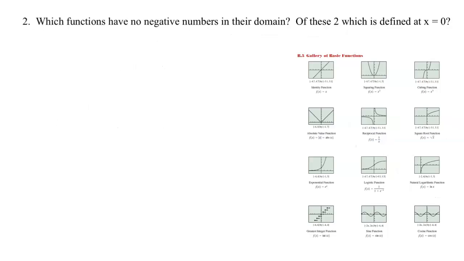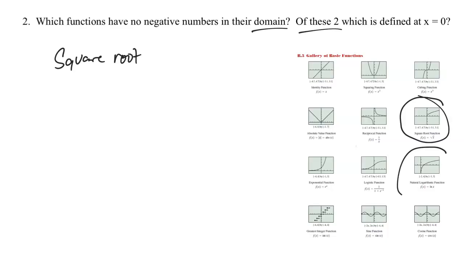Okay, question 2 is similar. It says, which functions have no negative numbers in their domain? And then of those 2, so that's kind of a hint there that there are going to be 2 of these, which is not defined, which is defined at x is equal to 0. So let's start with the first question. Which functions have no negative numbers in their domain? Well, that would be the square root function. That would be the first one. And the second one would be the natural logarithm function. So I'm just going to put logarithm.